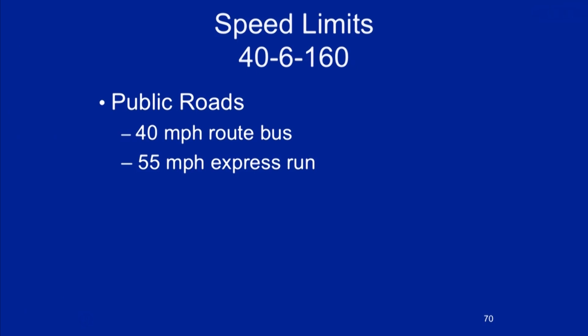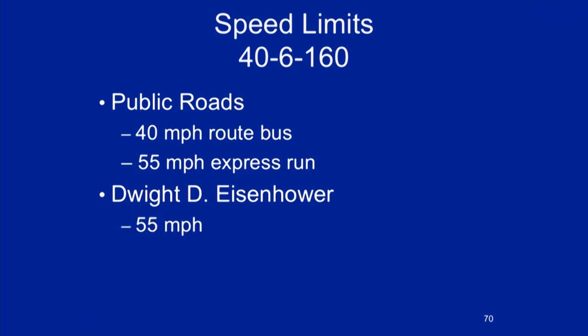So let's just review this real quick. And let's talk about the exemption here. The exemption to the 40-mile-an-hour rule is when you're on an interstate highway. So it's designated as the Dwight D. Eisenhower system of roadways, otherwise known as the interstate. So Interstate 75, Interstate 85, Interstate 20, Interstate 16, whatever. And of course I-285 is included in that as well. When you are transporting students on the interstate highway, you may go up to 55 miles an hour.